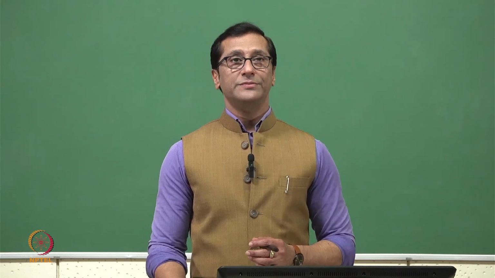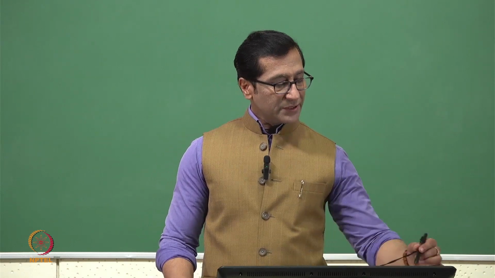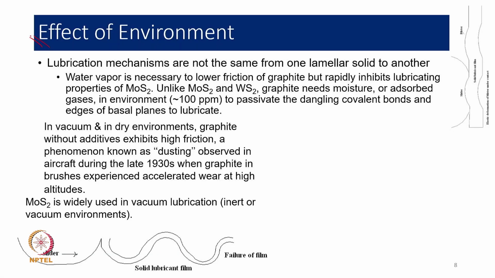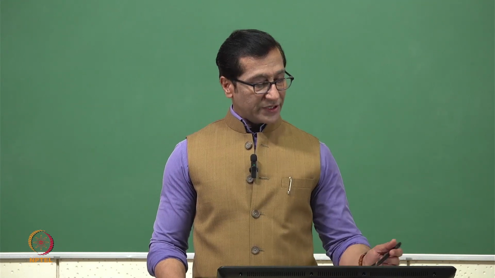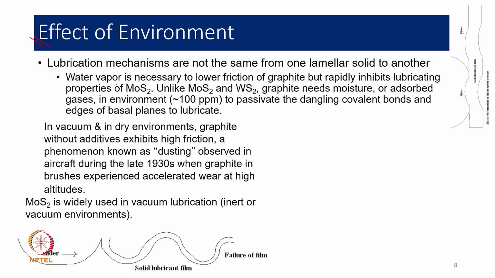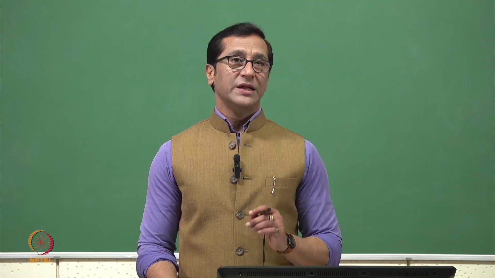That should be accounted. Now, we discussed something about the environment in a previous slide, and now I'm continuing it. Every lubricant may behave slightly differently depending on the environment, and I'm trying to give an example here. Water vapor is necessary to reduce the coefficient of friction for graphite, but it really hampers MoS2. So it is not supporting the properties of MoS2 in the presence of moisture. MoS2 will not work very nicely.